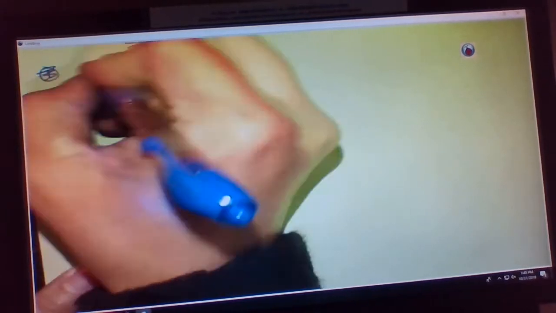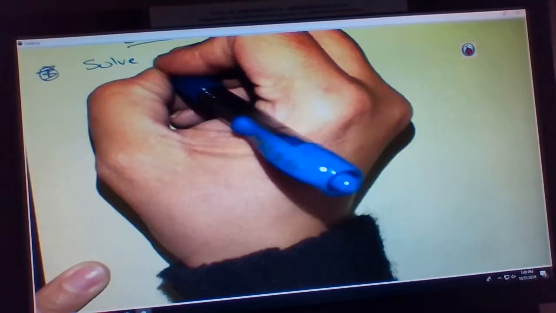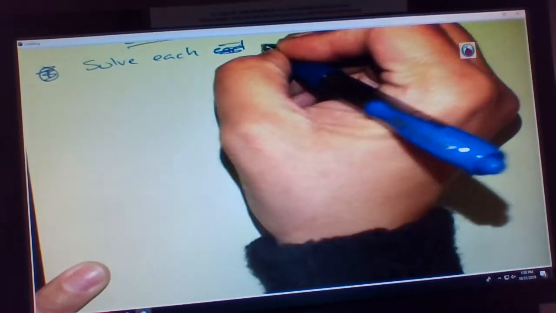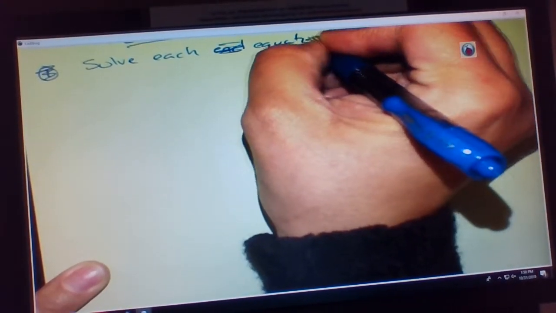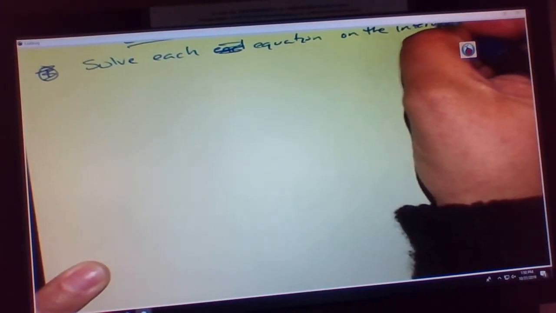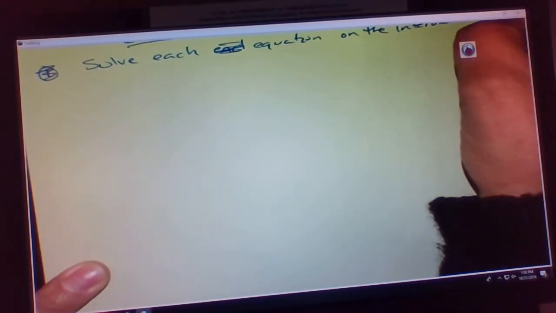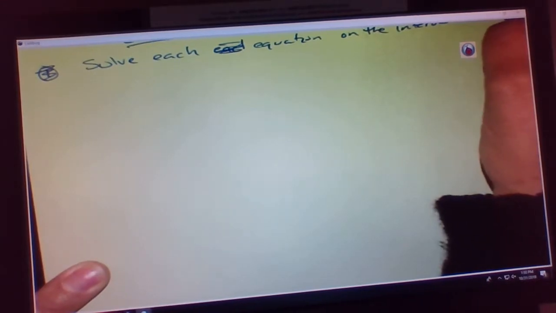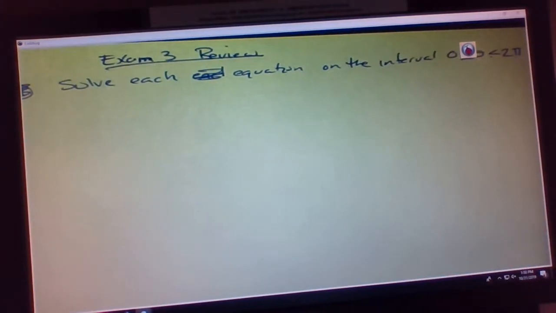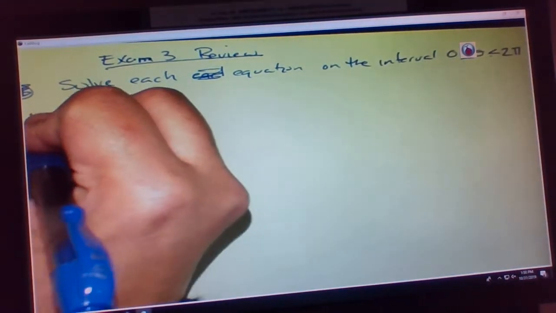It just depends. Now, for the first two problems, we are going to solve each equation on the interval of 0 to 2 pi, sorry. Now, these problems are not that bad.